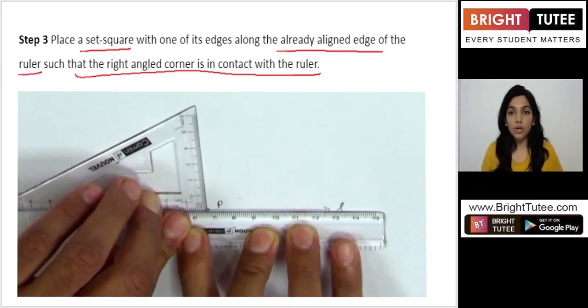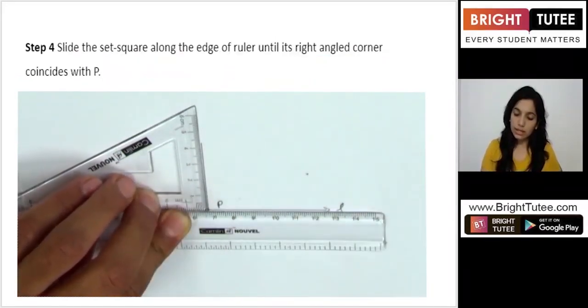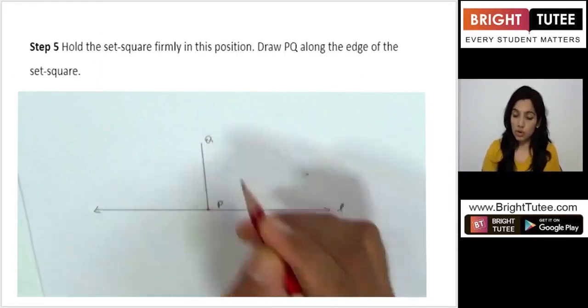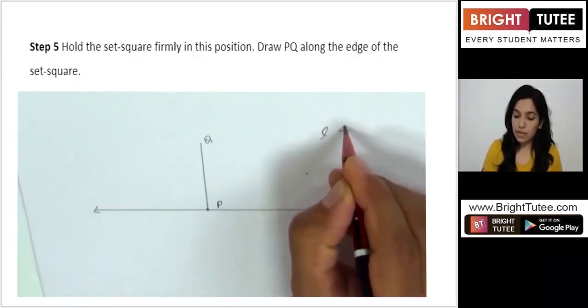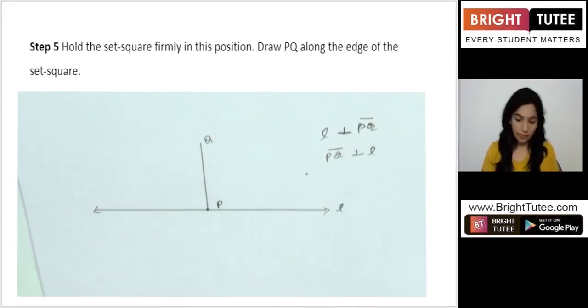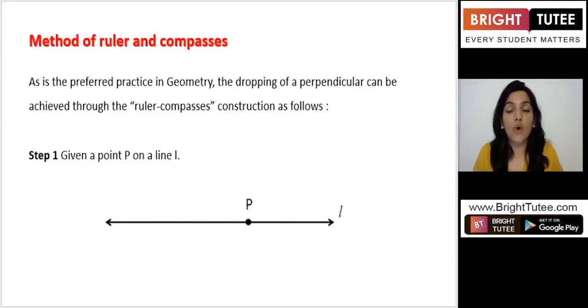What you do now, you just hold this set square and draw a straight line here. So this is the kind of image that you will observe, that is QP or PQ is perpendicular to L. That means it is making the angle of 90 degrees with the line L. Now let us see another method where you are going to use the ruler and the compasses.